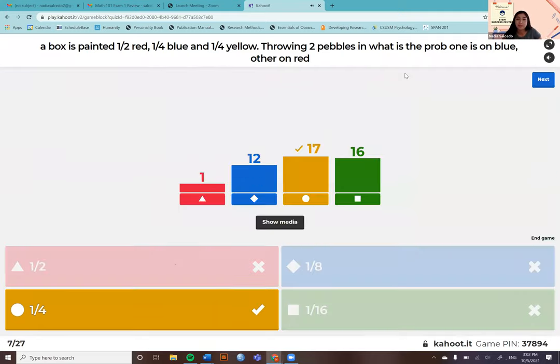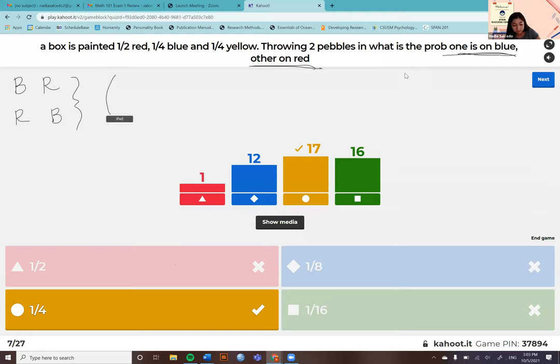Okay, so we got a few different answers here, so I'm going to go ahead and go over it. Basically, this is going to be a little bit different than the last one. It's really similar, but a little bit trickier. It says, what is the probability of throwing two pebbles, where one is blue and the other is red? It's different from the last problem because that one asked for blue first and then red second. In this problem, we have to look at all the combinations that give us blue and red. We can get blue first and red second, but we can also get red first and blue second. These are the two combinations that would give us one blue pebble and one red pebble.